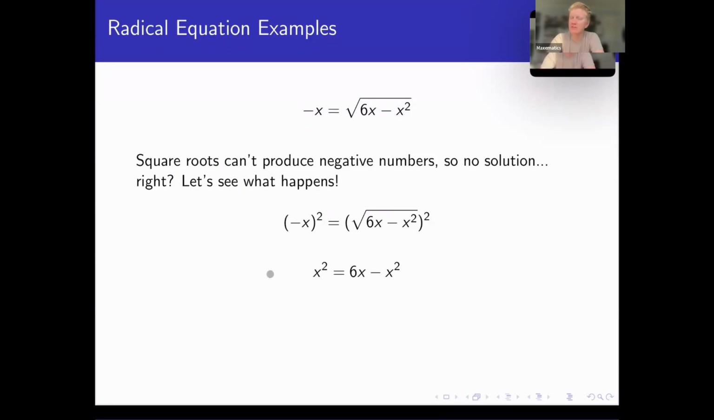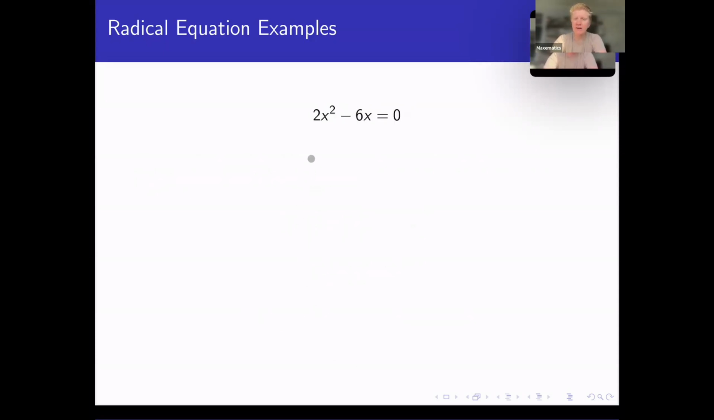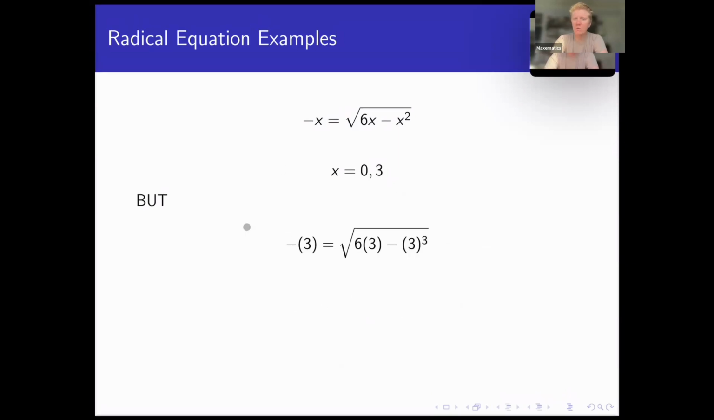Let's bring everything to the left-hand side. I'm going to add x squared and subtract 6x again. Well, here we get x squared plus x squared, that is 2x squared. 2x squared minus 6x equals 0. We can factor out a 2x. This is now two separate factors multiplied to 0. We can divide by 2, add 3, and we get 2 answers. And let's see what happens. Well, if we plug in 3 again, oh, would you look at that?